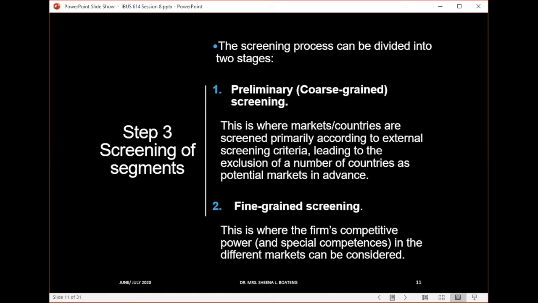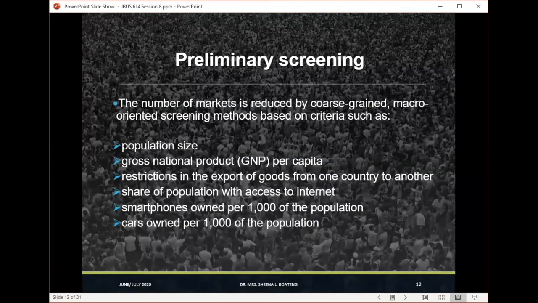And we do this before we go into in-depth detail in the next level of screening, which is called fine-grained screening. And under the fine-grained screening, here we now look more closely at the firm's competitive power and the firm's competencies and resources in the different markets that it is considering, and how, based on the competencies and resources that the firm possesses, they can take advantage of the opportunities that they have identified in these markets. So let's look at these levels of screening in more detail, starting from preliminary screening.